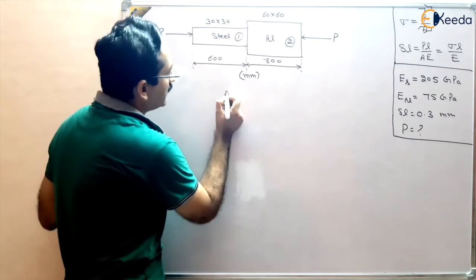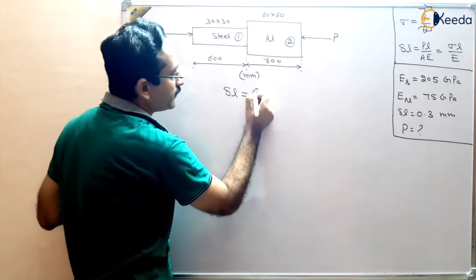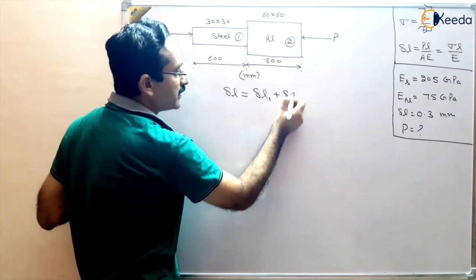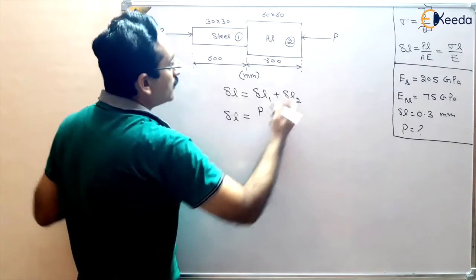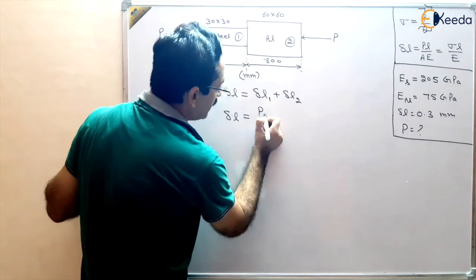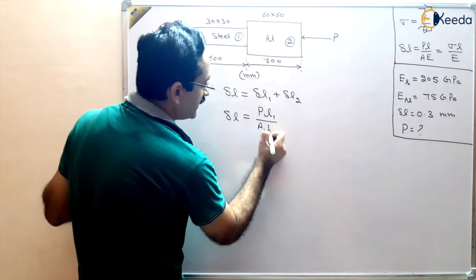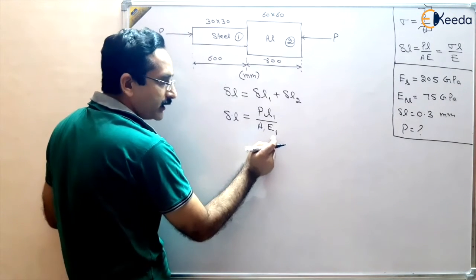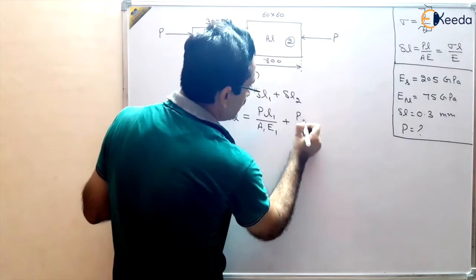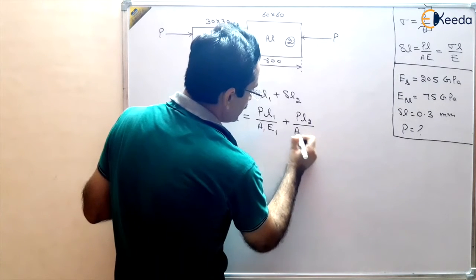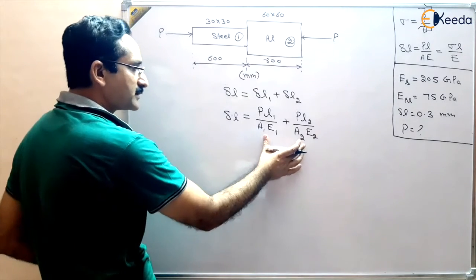So the total deformation in the bar is given by the deformation in steel plus the deformation in aluminium, the change in length of steel plus the change in length of aluminium. So delta L is given as P L1 upon A1 E1 plus P L2 upon A2 E2. The load P is the same in steel and aluminium, while the area and E are different. Both are compressive, so we are adding, and this is a decrease in dimensions, right?